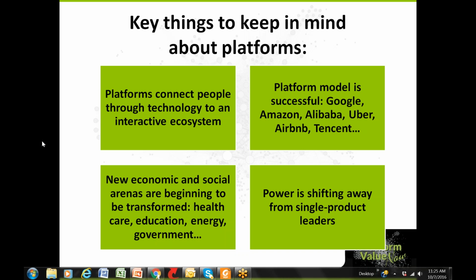So you should be worried if you're a single product leader, because power is shifting away from the single product leaders to the even Amazon, through its evolution, while it sold books in the beginning, is now everything to everyone. They make it so easy to buy products and get them delivered to your door. So it's point to point, on demand, and that wins every single time.